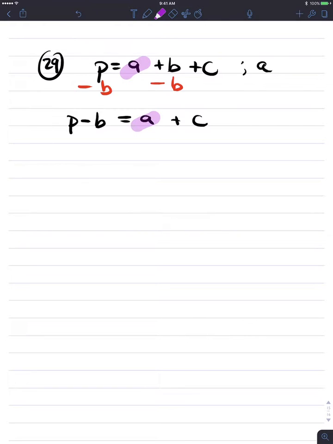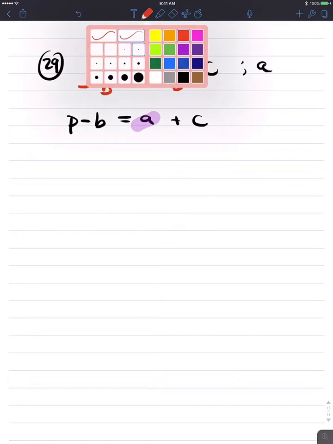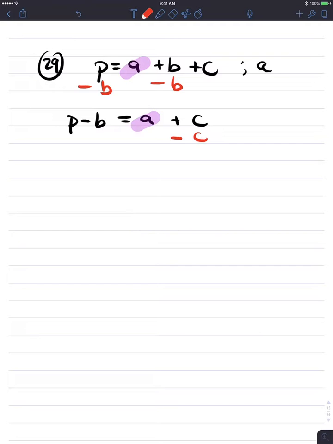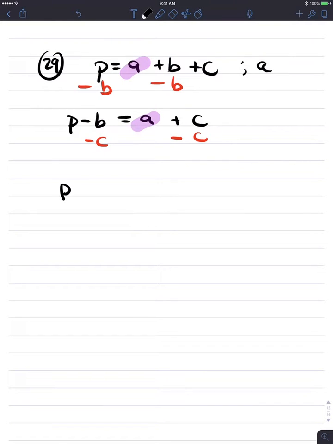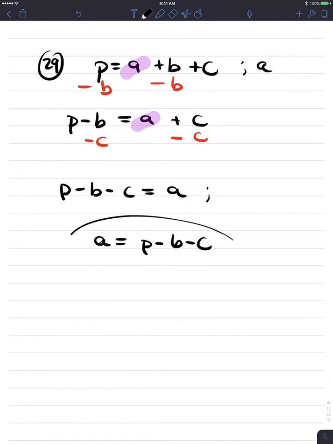Don't forget we're solving for A. Undo addition by subtraction, and we have P minus B minus C is A. Or we say A is P minus B minus C. We cannot combine these terms because they are all different. They're not like terms.